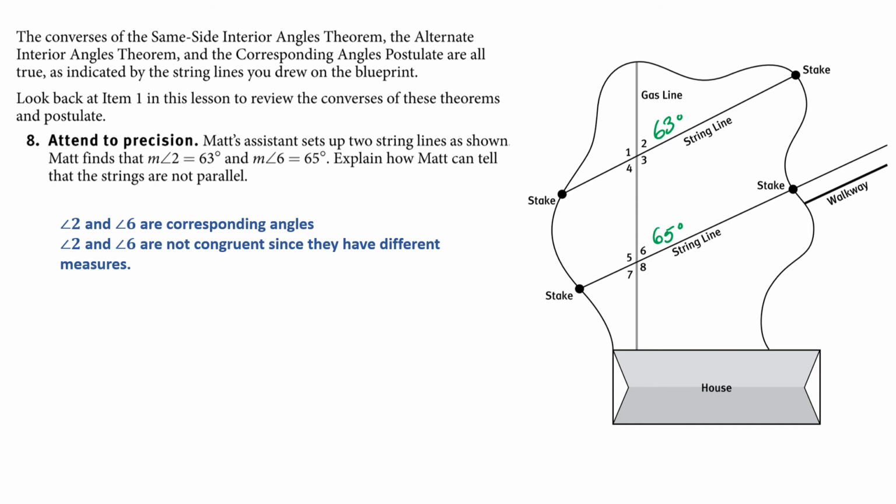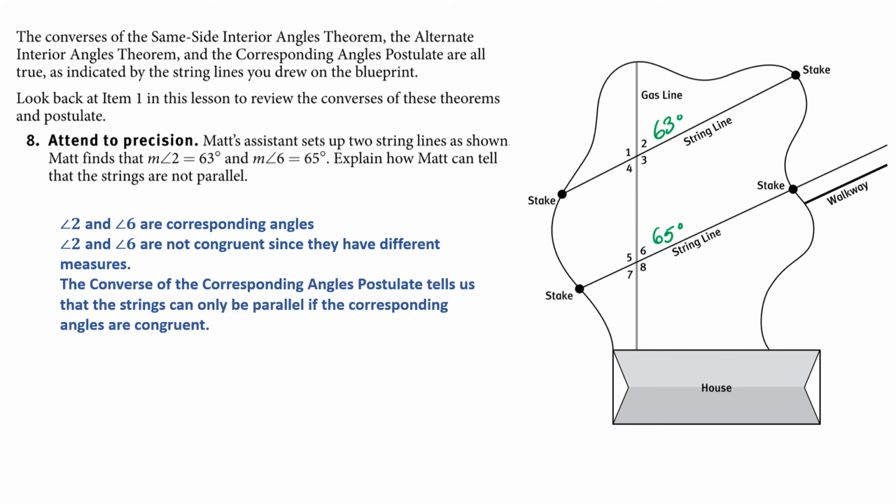All right. Angle 2 and angle 6 are not congruent since they have different measures. We like when corresponding angles are congruent because then things work out for us and then we know that the lines are parallel. The converse of the corresponding angles postulate tells us that the strings can only be parallel if the corresponding angles are congruent. Since they're not congruent, we cannot say the lines are parallel. So the strings are not parallel, because of the converse of the corresponding angles postulate. And the next problem kind of wants us to see if we can fix that somehow.